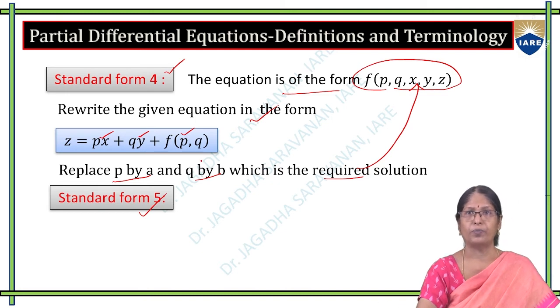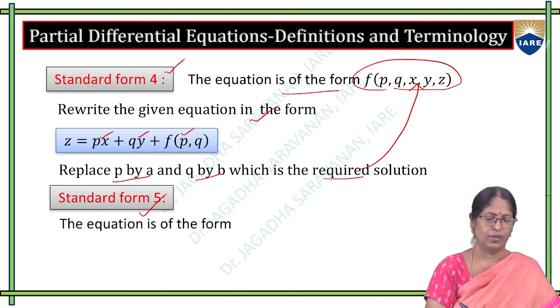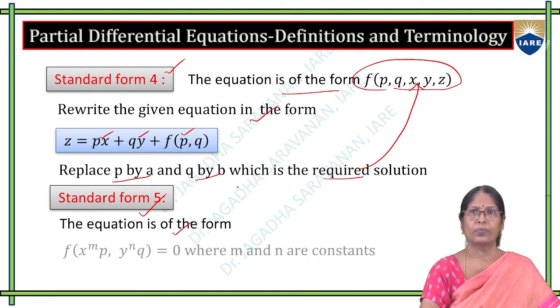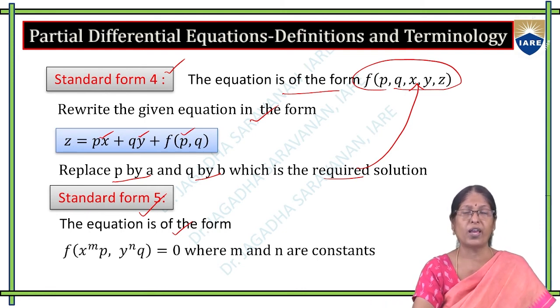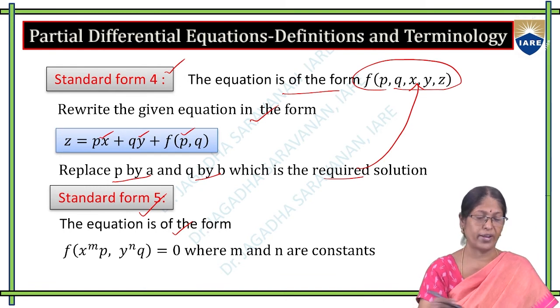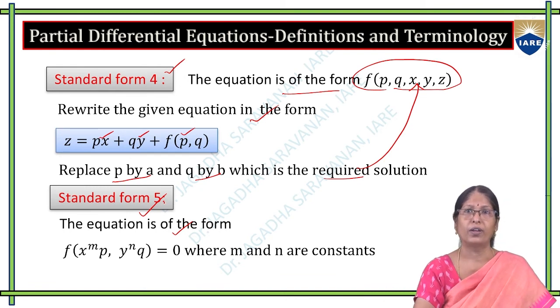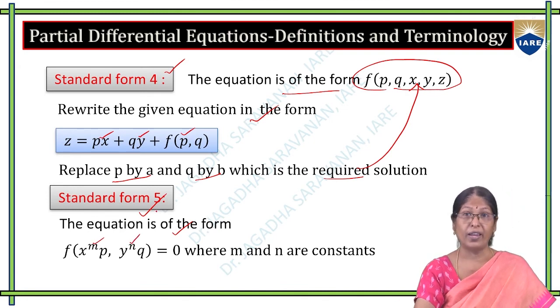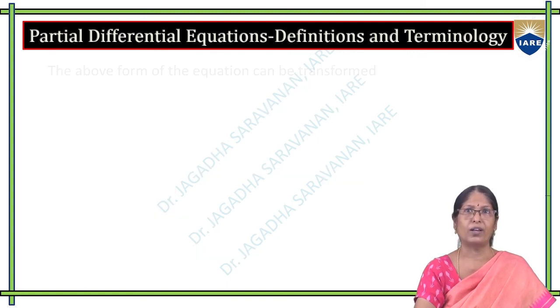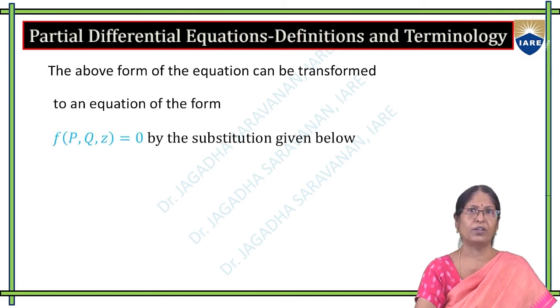Standard form 5, the equation which is of this form. So far what we have discussed, x does not have a power, whereas in standard form 5, our x and y have powers. The powers are m and n. Again, for m and n a separate rule is there. The rules we can see here.